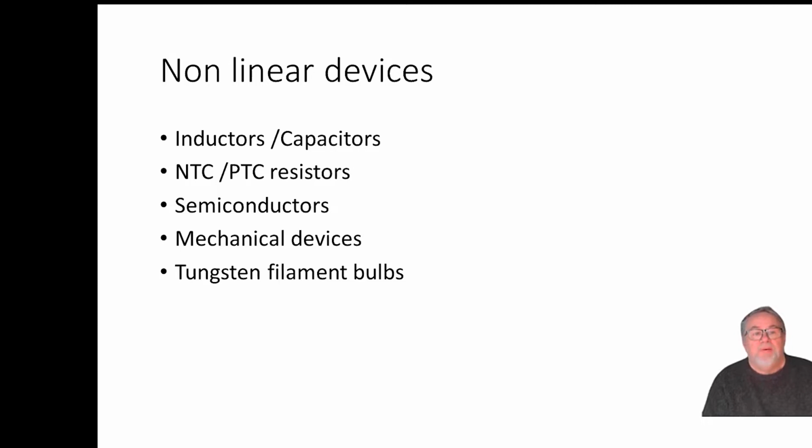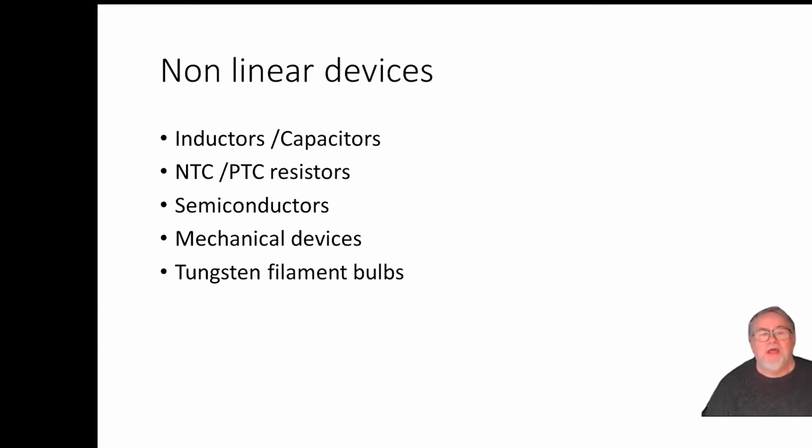So an inductor or capacitor, for example, at DC, an inductor is a short circuit. At AC, an inductor can be practically an open circuit. A capacitor is an open circuit at DC, but it becomes more or less a resistor when the frequency goes up. NTC and PTC resistors, that's negative temperature coefficient and positive temperature coefficient resistors. We're going to spend quite a bit of time looking at them in the next half hour or so.